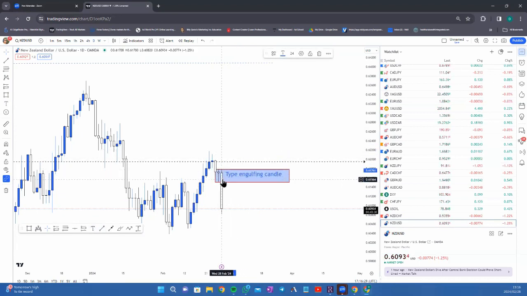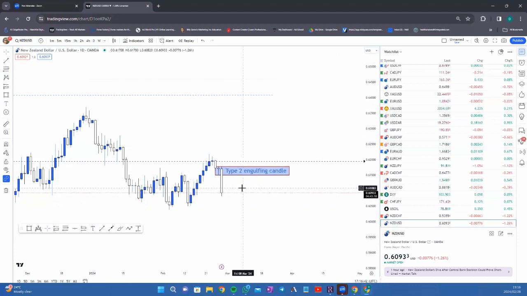So that's it. That is for the type 2. So it's a type 2 engulfing candle on a daily time frame. And that entire area is technically a sell zone. So when these things happen, we start scalping, okay? Because this is actually the sell zone.